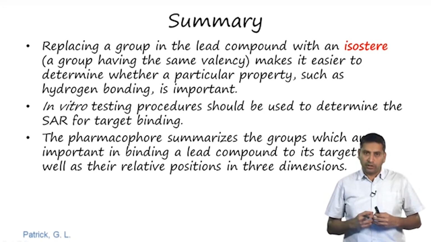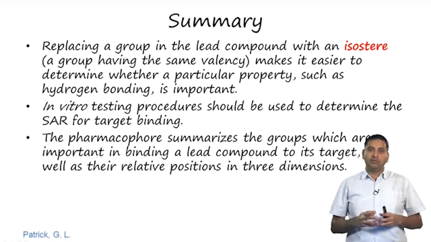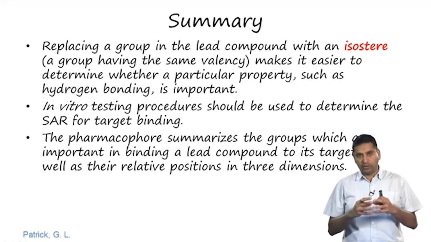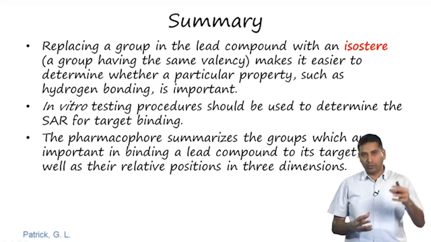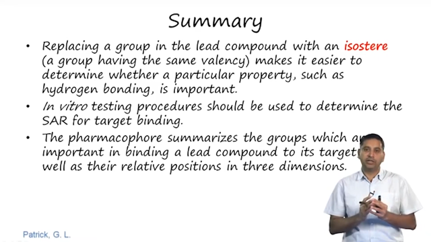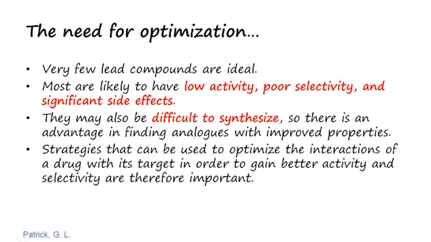Then finally, we were exposed to the concept of a pharmacophore, which summarizes the groups that are important for binding. And we also looked at the concept of a 3D pharmacophore, where you can draw triangles which relate these various functional groups. The need for optimization is very important for us to understand, because once we discover a lead, maybe through serendipity or through some screening or through some rational design, that lead compound may have good activity, but it is far from ideal. Some lead compounds have activity, but it may be low, and so you need to improve it.